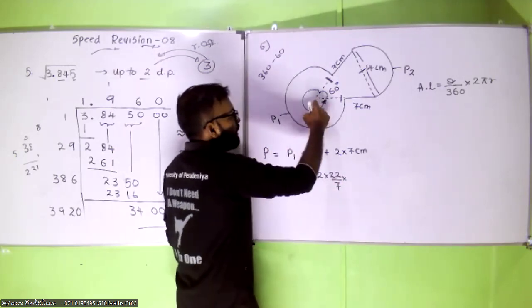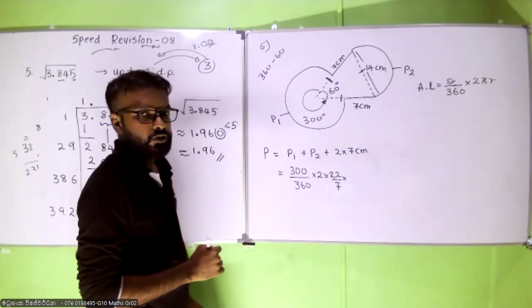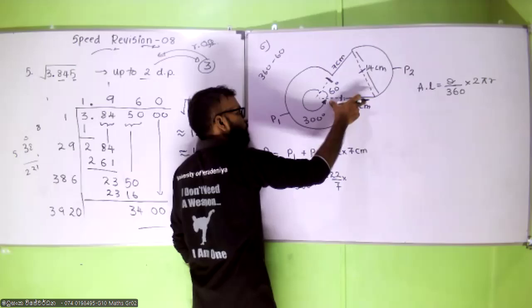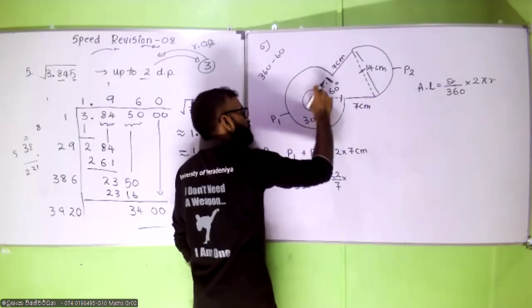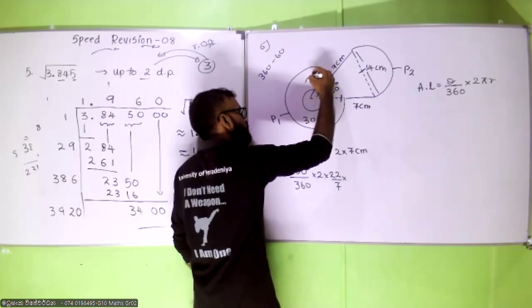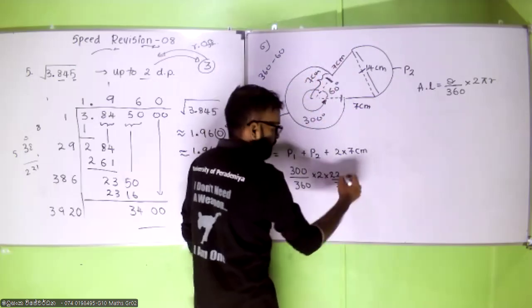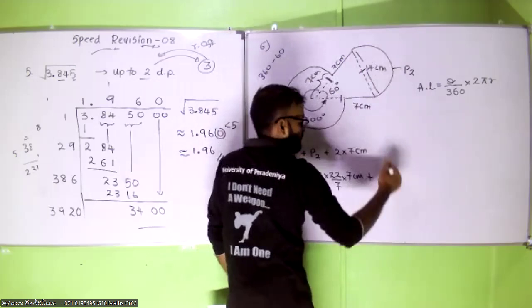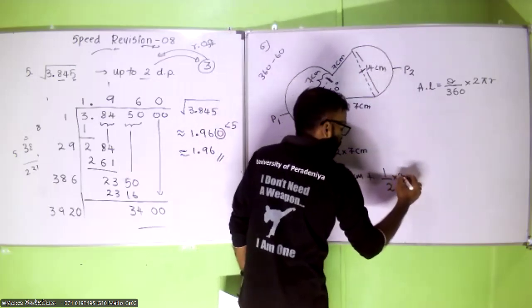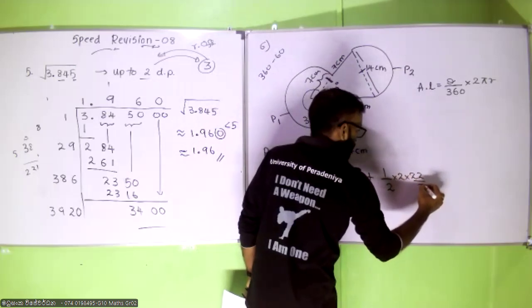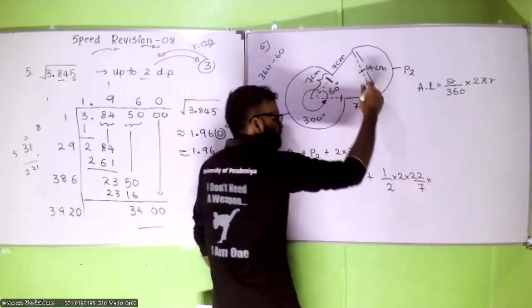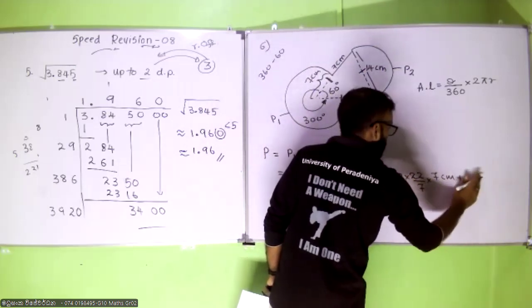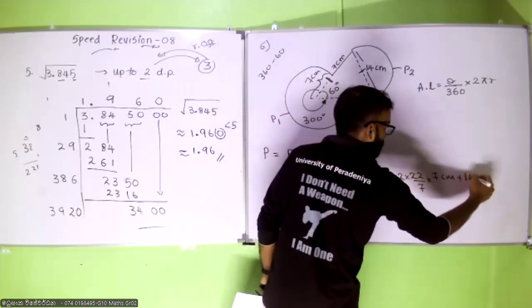R, the radius. What is the radius of this? It should be 7 centimeters. Because if this is 14, this should also be 14, this should also be 14. So this part length is 7 centimeters. So this is already 7 centimeters. That is the radius of this circle. 7 centimeters plus P2, half of a circle, half times 2 pi r. R is again 7 centimeters. Plus 2 times 7, which is 14 centimeters.